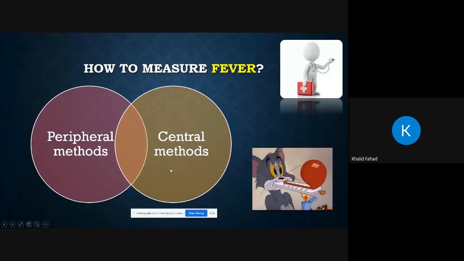So we have peripheral methods. I will repeat it again: the oral type, the auxiliary, and the tympanic membrane. The central methods are usually by esophageal or rectal thermometer. So these methods have some advantages and disadvantages.